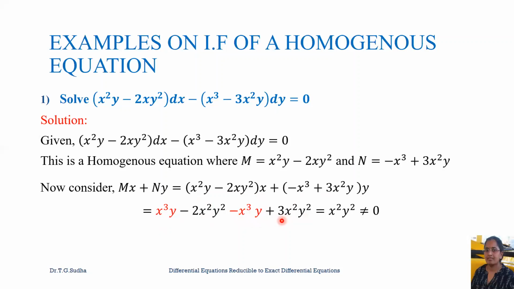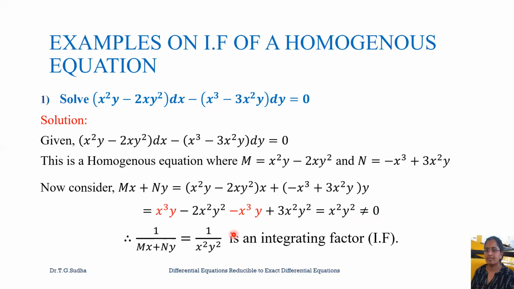And here we have 3x²y², and here minus 2x²y², which gives us x²y². Therefore, Mx + Ny is equal to x²y², which is not equal to 0. Therefore, 1 over (Mx + Ny), which is 1 over x²y², is an integrating factor. So we have an integrating factor.